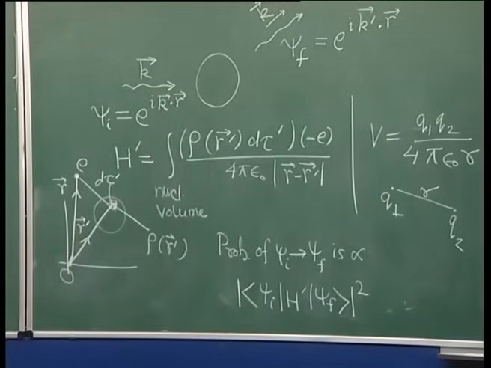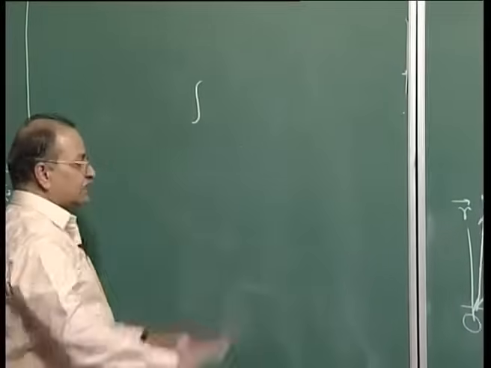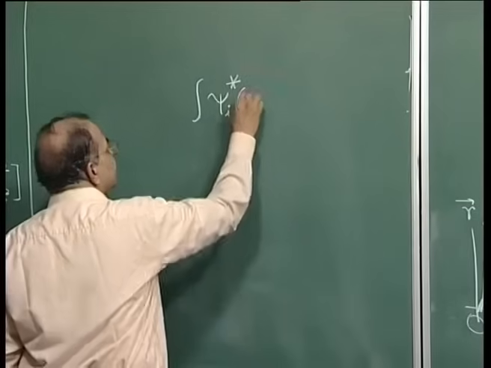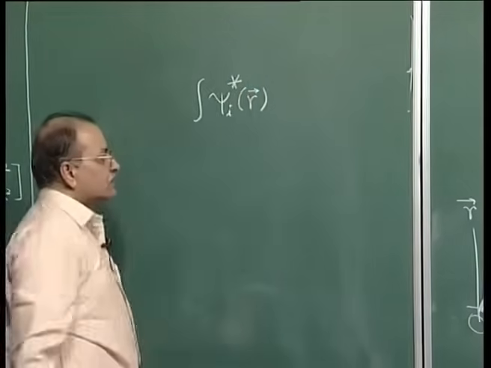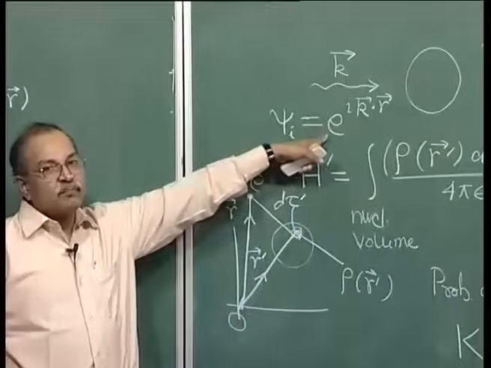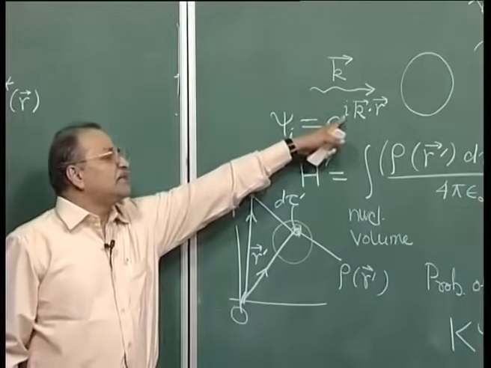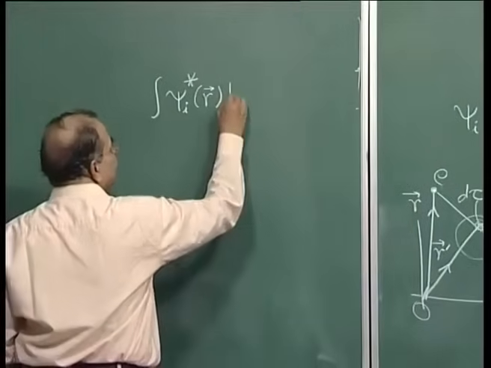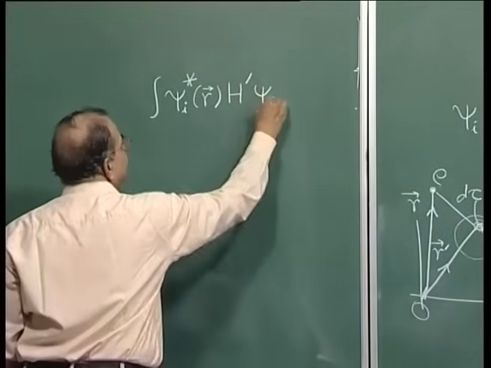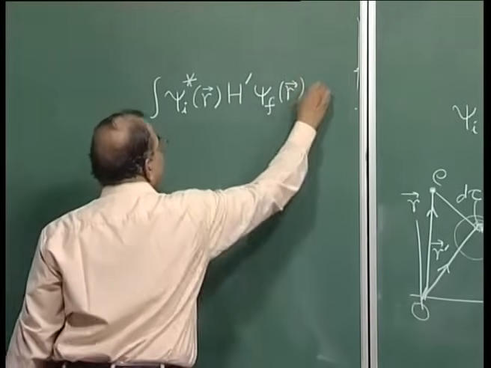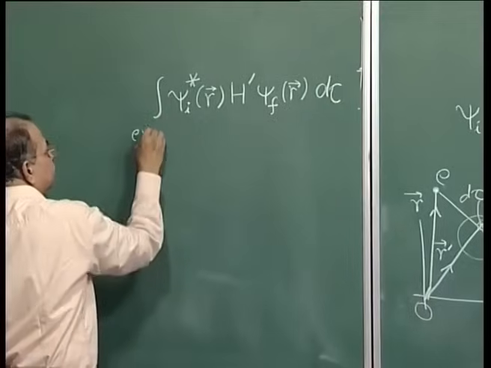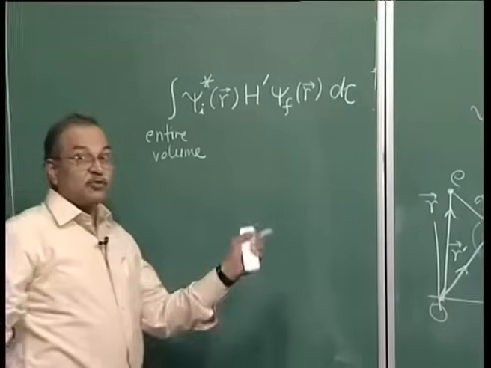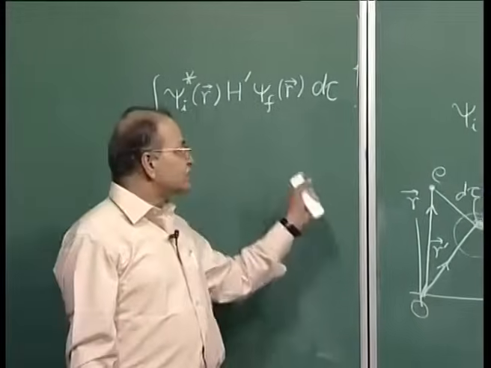This integration is over the entire space, and first psi i star, complex conjugated. Star is for complex conjugated. So, psi i, the initial wave function complex conjugated, means this i becomes minus i. Then you write that interaction energy h prime, whatever it is, and then psi f of r. And this is integrated over the entire volume, not of the nucleus, the whole volume. So, that is this quantity.